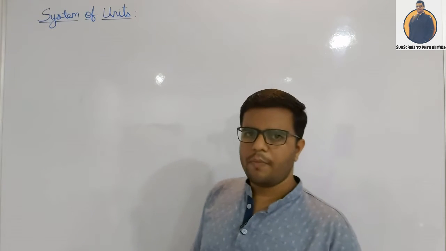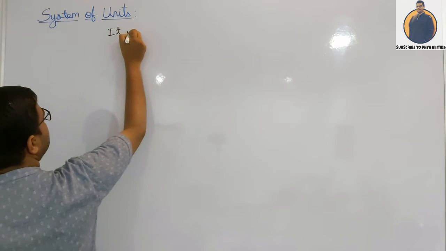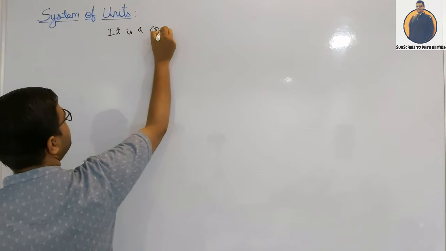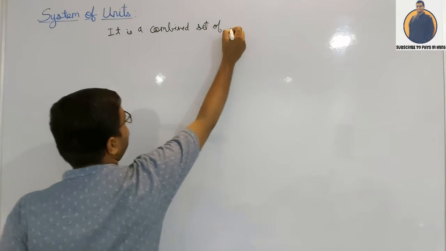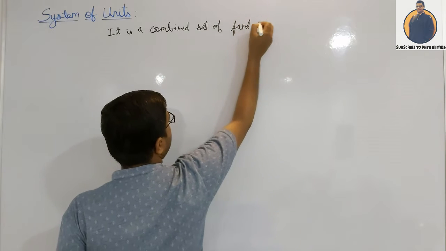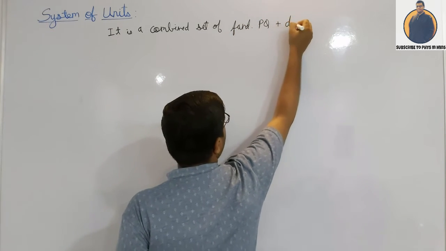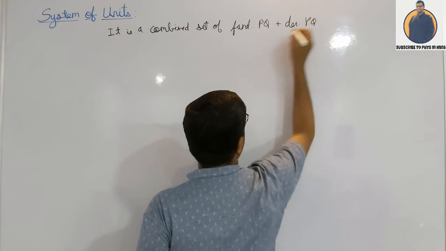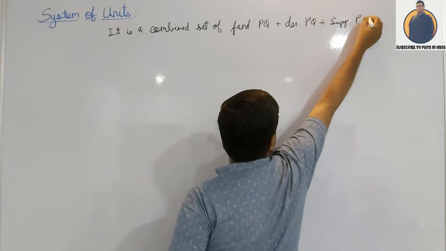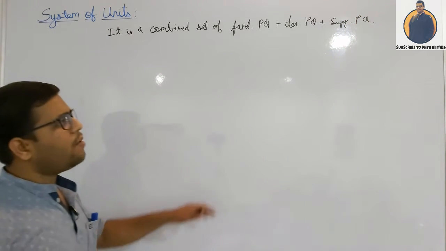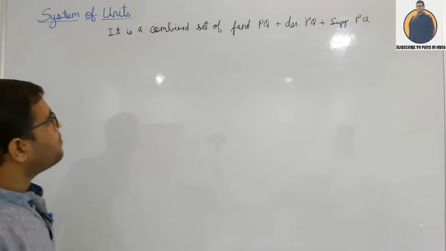Let us continue with our discussion on system of units. So basically, a system of units is a combined set of fundamental physical quantities, derived physical quantities and supplementary physical quantities. Don't worry about supplementary physical quantities, I am going to discuss them in a separate lecture.